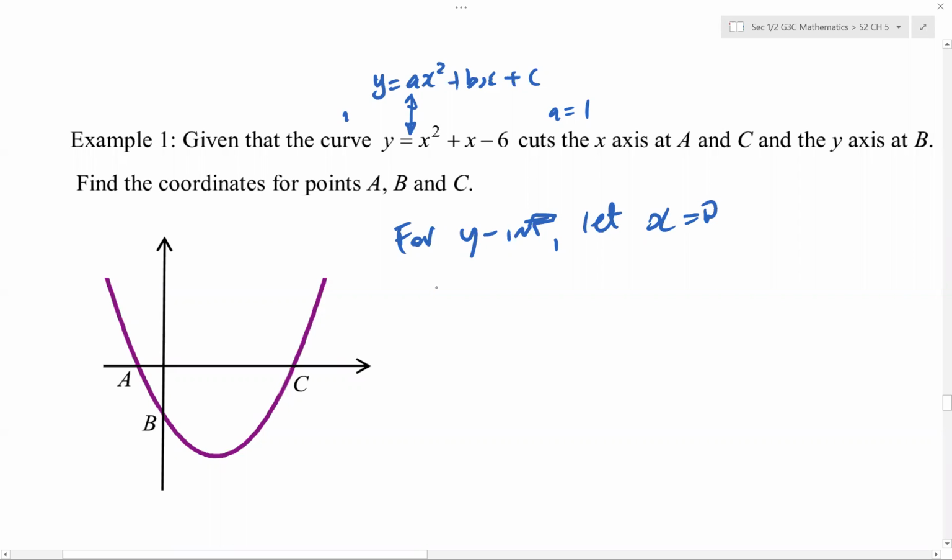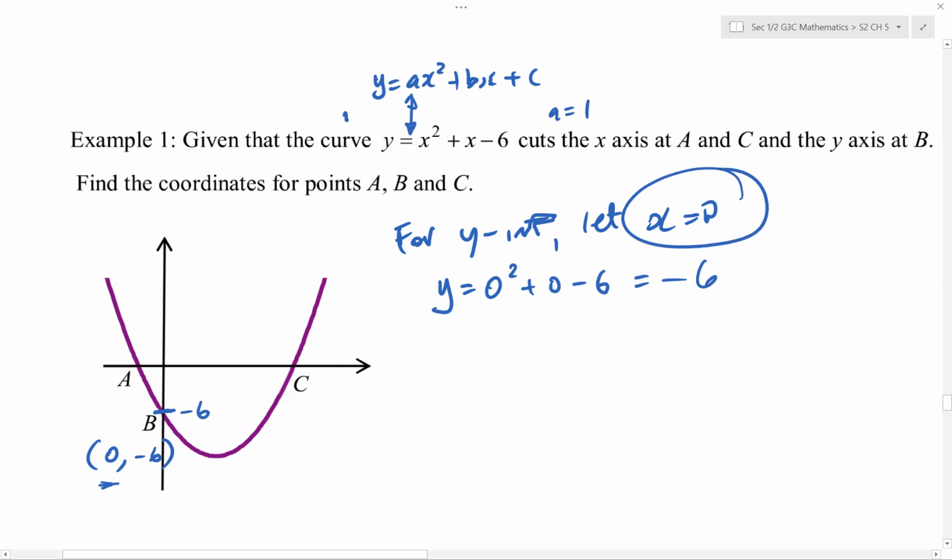So substitute in: y equals 0 squared plus 0 minus 6. Of course, you get -6. So our y-intercept must be -6. B has a value of -6. If you want the coordinates of B, it will be (0, -6). That is for B. Where did the 0 come from? Over here, x equals 0.